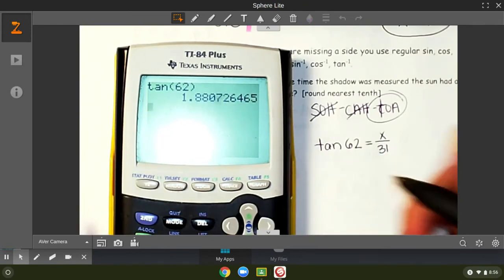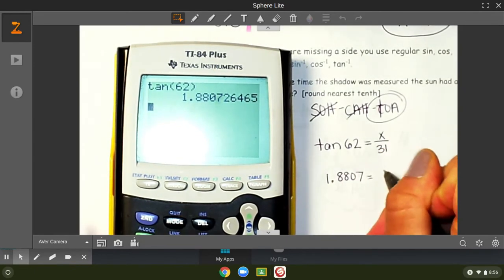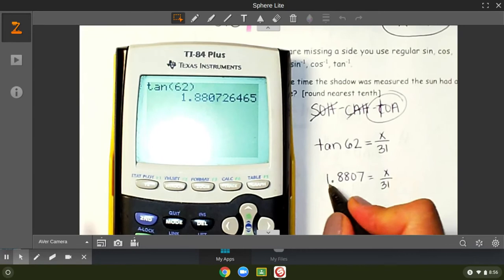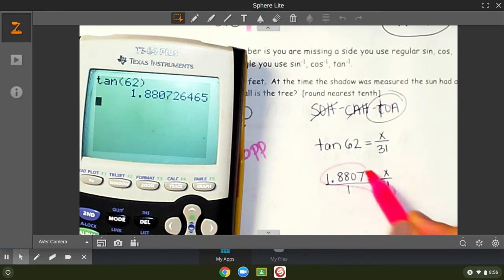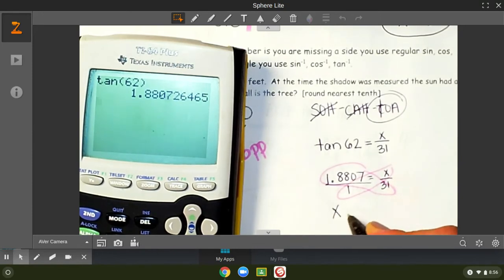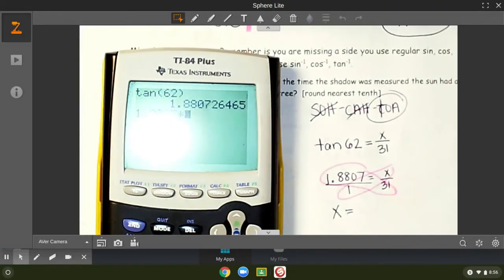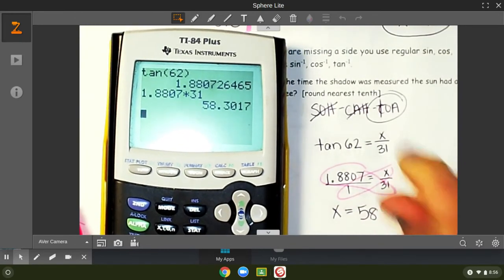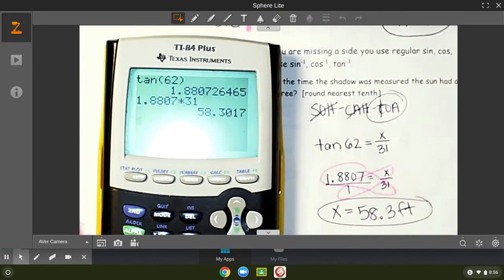Now this is just a number, so I'm going to write that number down. 1.8807 equals x over 31. Now we have a number equal to a fraction, so I put that number over 1, and now we can cross multiply to solve. So 1 times x is just x, equal to 1.8807 times 31, and our tree is going to be 58.3 feet tall to the nearest tenth. And we have got it.